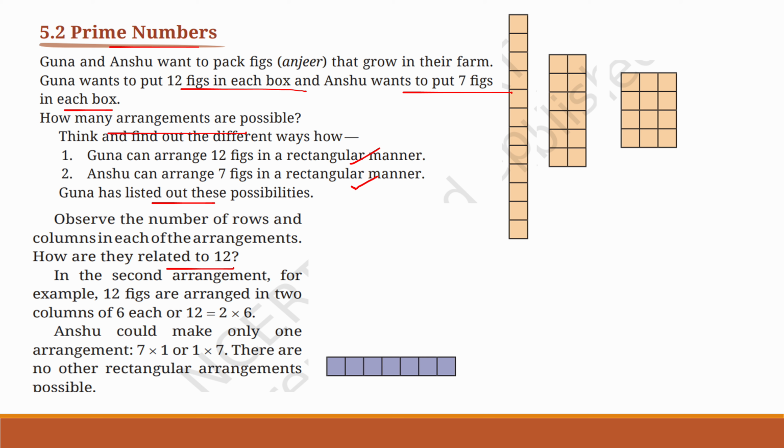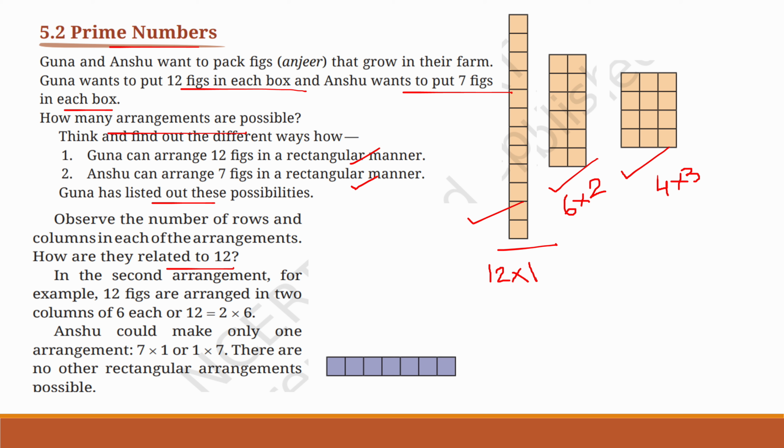See this figure, these are the different arrangements. 12 figs are arranged in a rectangular manner. See the first figure here, 12 rows and 1 column. See the second figure, we have 6 rows and 2 columns. In the third figure, there are 4 rows and 3 columns. So, how are they related to 12?